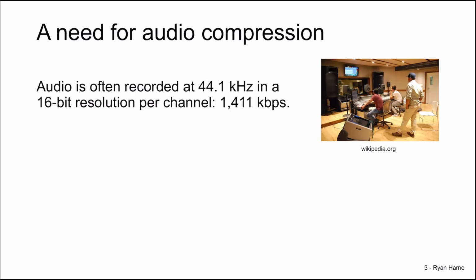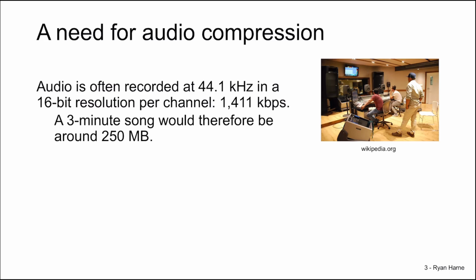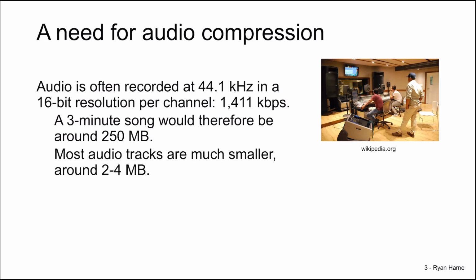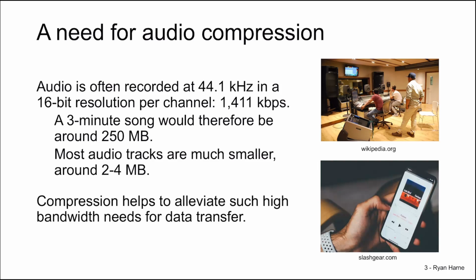Audio is often recorded at 44.1 kHz in 16-bit resolution per channel. This leads to 1,411 kilobits per second in bandwidth that's required for high-fidelity recordings, for instance, in a recording studio of artists. Now, a 3-minute song would be around 250 megabytes as a result of this bandwidth. But in practice, we know that most audio tracks are much smaller, typically around 2 to 4 megabits. So it's compression that helps alleviate such high bandwidth needs for data transfer, whether that's over the air or in an active noise control algorithm.